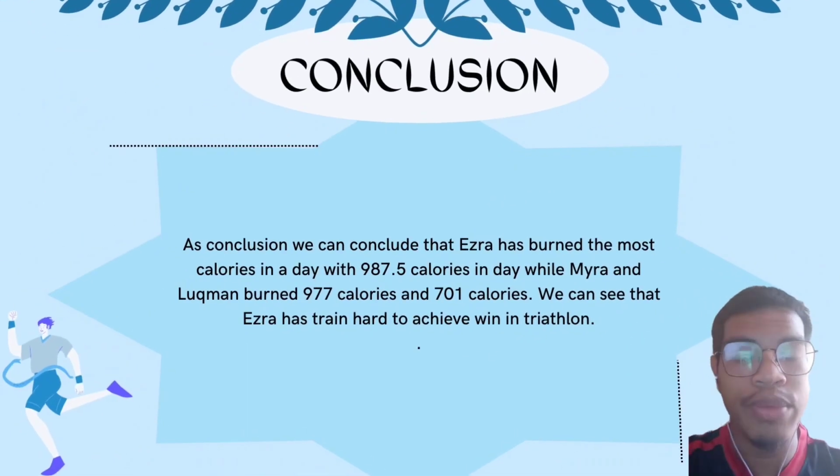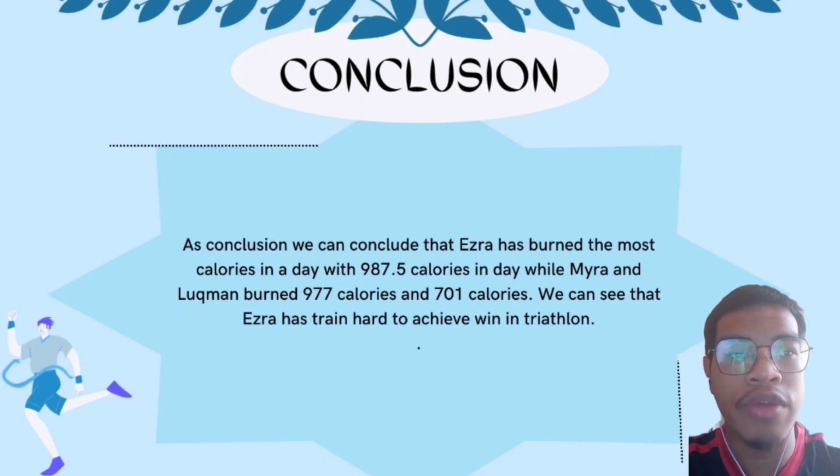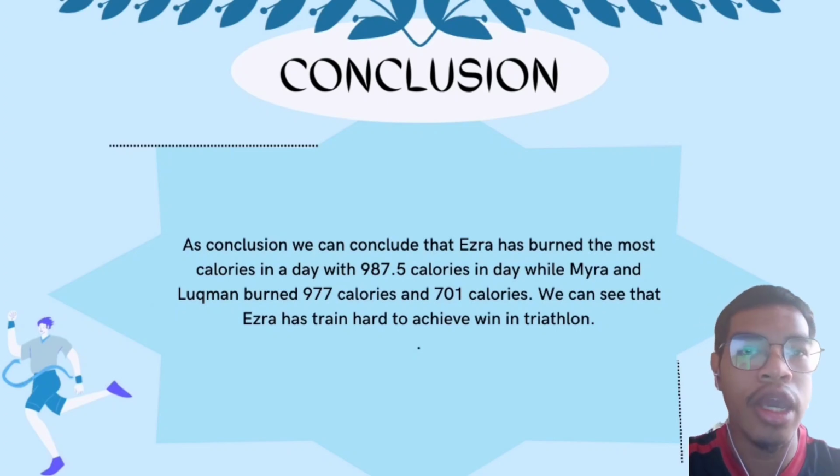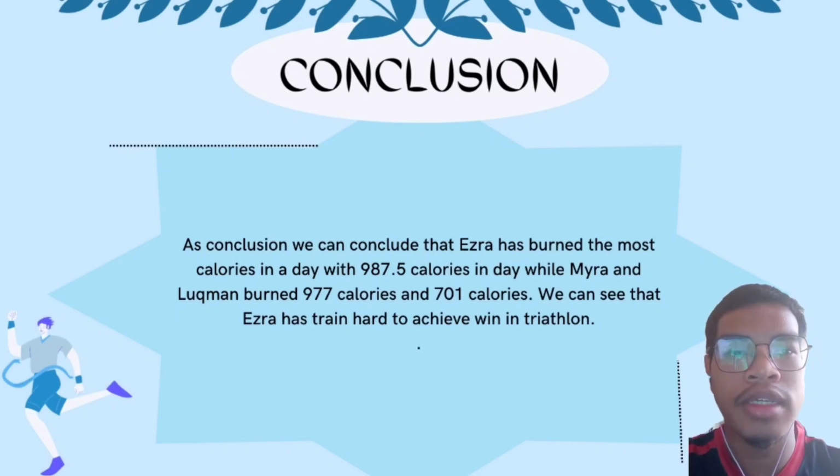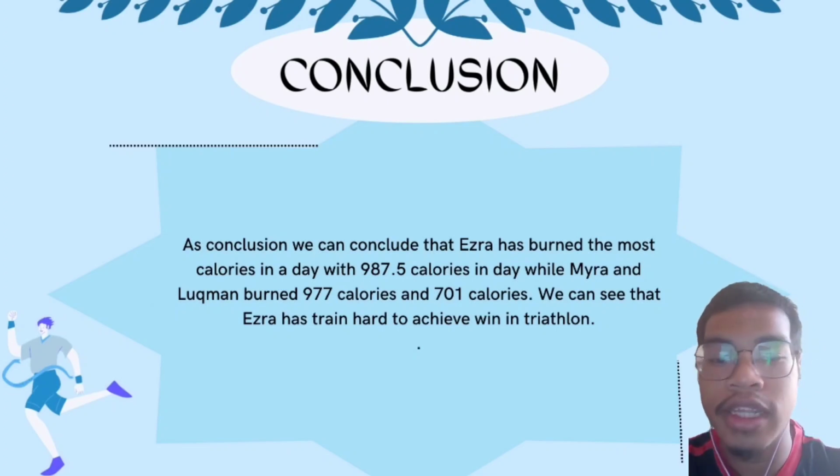As a conclusion, we can conclude that Ezra has burned the most calories in a day with 1,158 calories, while Mira and Lukman have burned 757 calories and 735.5 calories in a day. We can see that Ezra has trained hard to achieve a win in the triathlon. That's all from us.